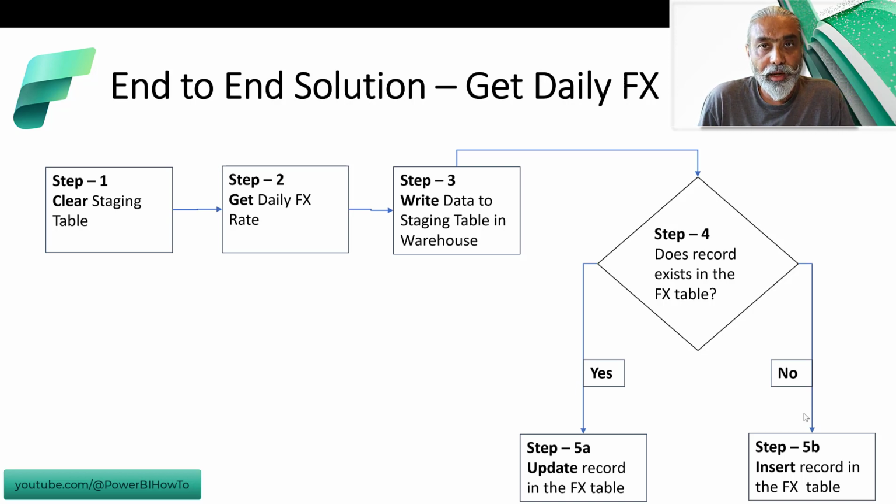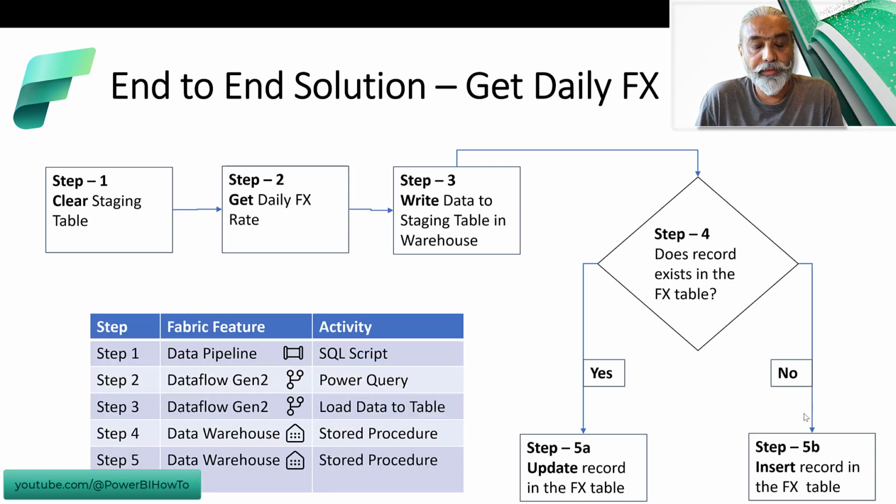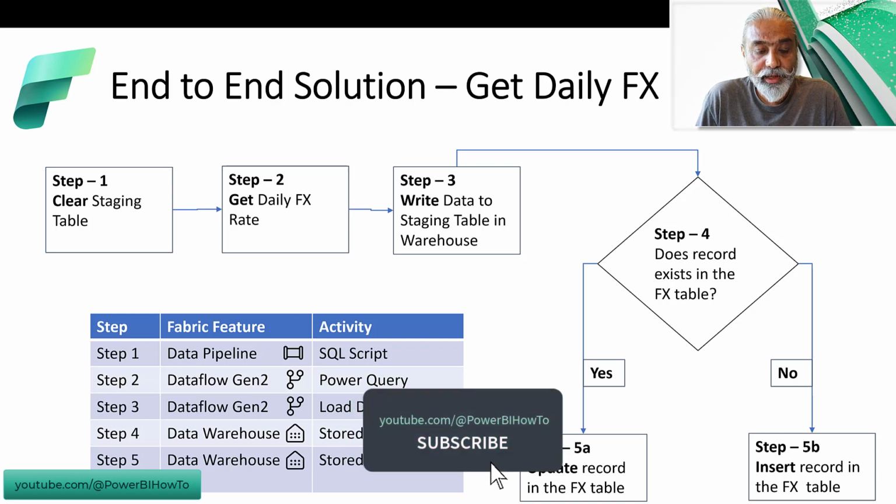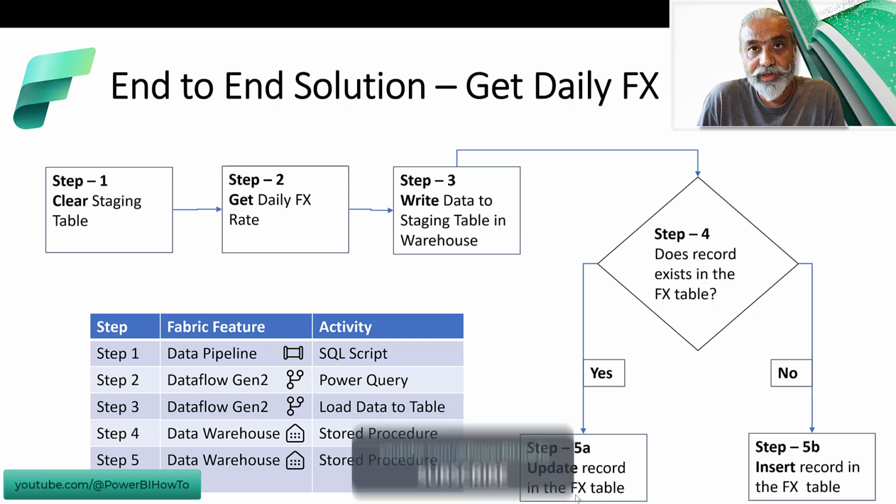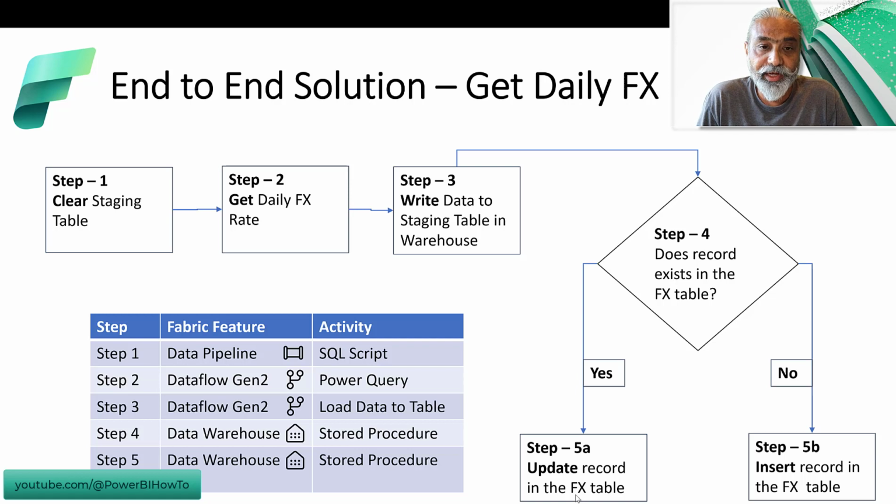And again, I created a small example of how these steps are going to work. So step one, we will use the data pipeline, and we will call a SQL script activity, which will help us to clear our staging table. Step two will be Dataflow Gen2, which will run, and it will get the data from the web and then insert the record in the staging table. And step three is again Dataflow Gen2, of course, writing the record in our staging table.